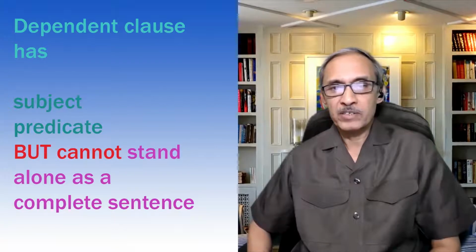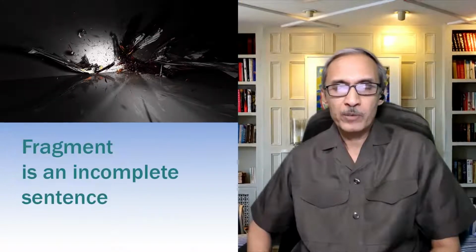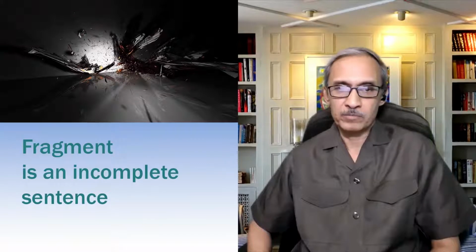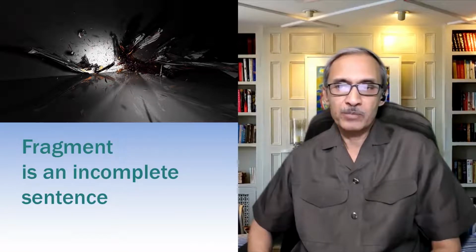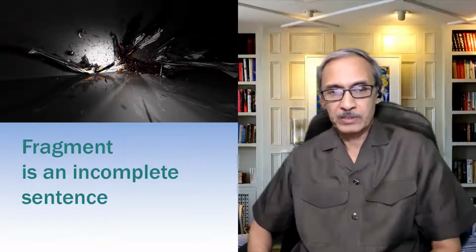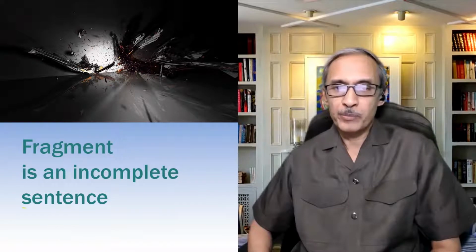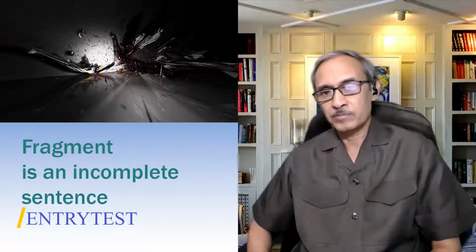A dependent clause is a clause with a subject and predicate but cannot stand alone. If a dependent clause is standing alone, it will be a fragment, which is an incomplete sentence. Thus, a dependent clause must be attached to an independent clause. Let us look at an example of dependent and independent clauses.